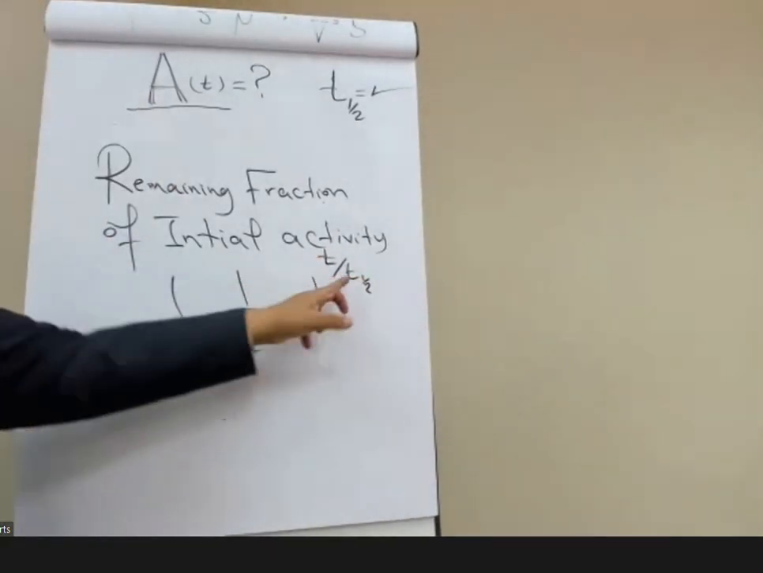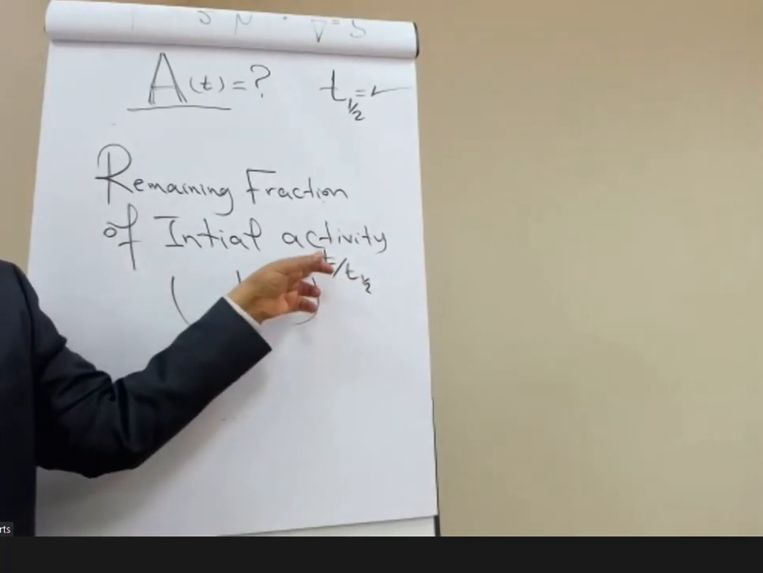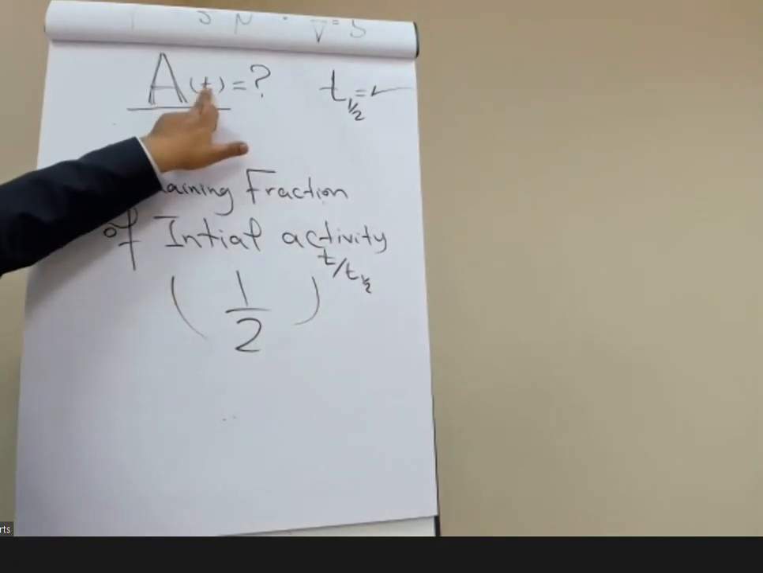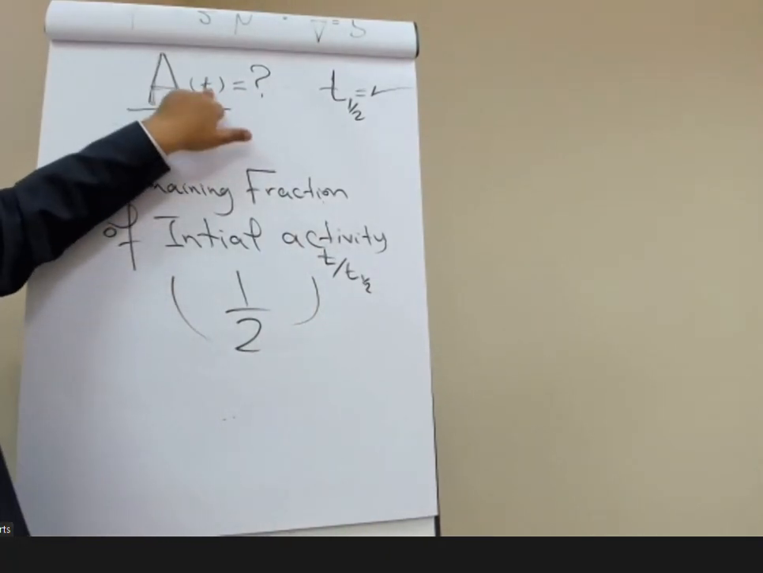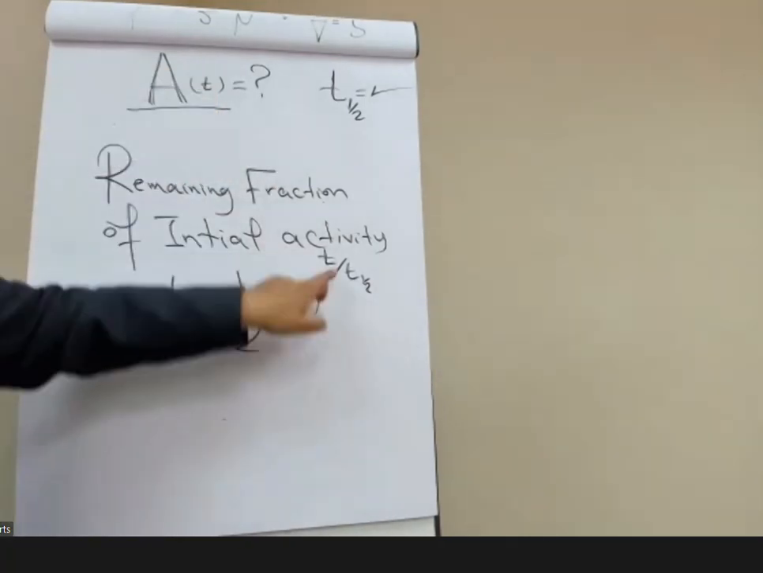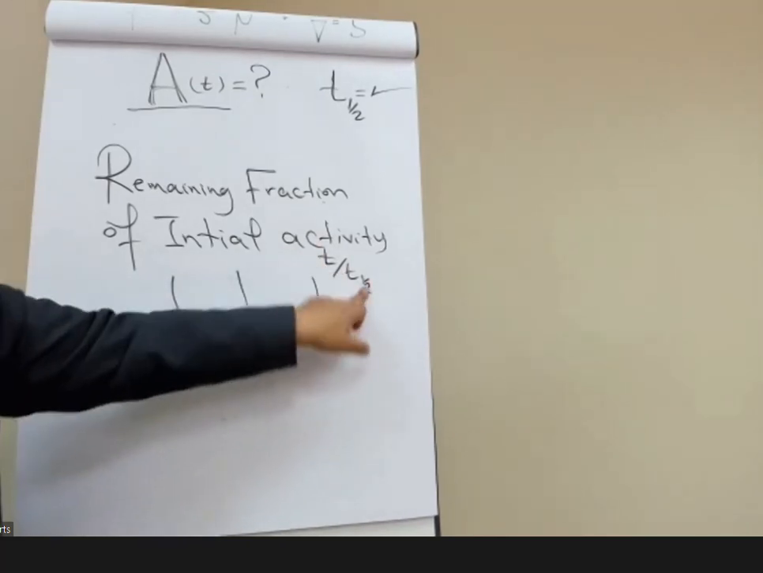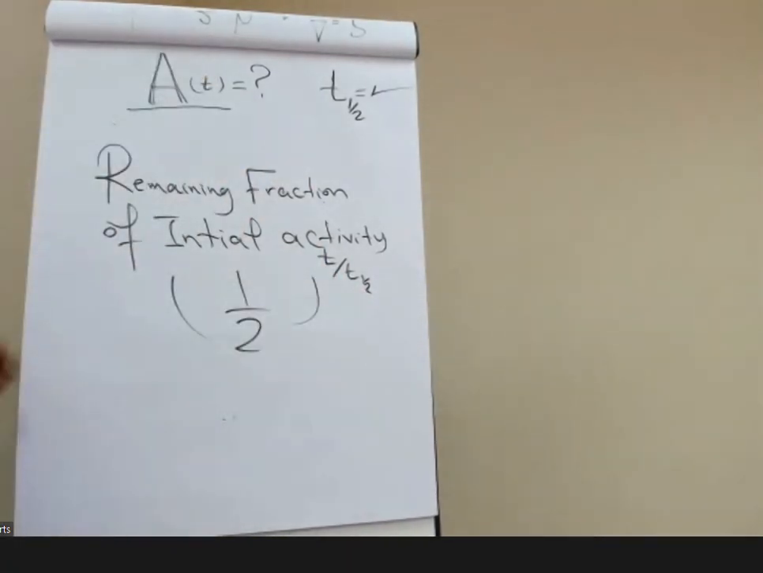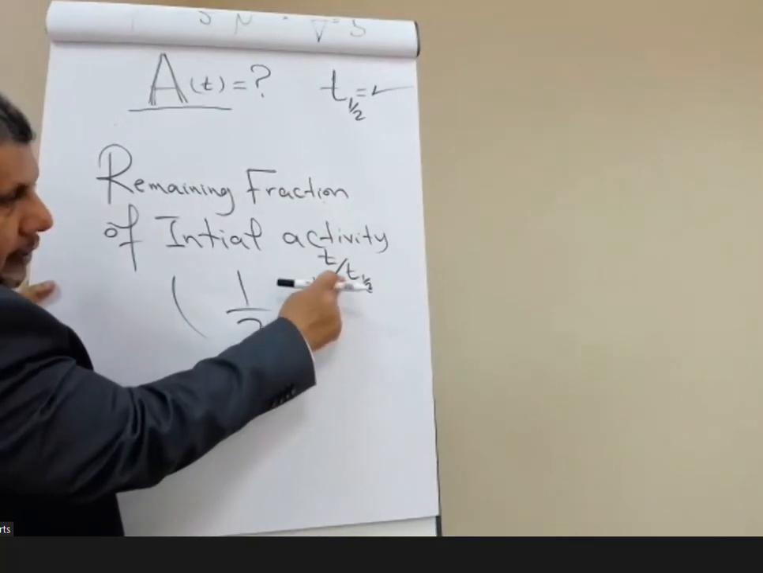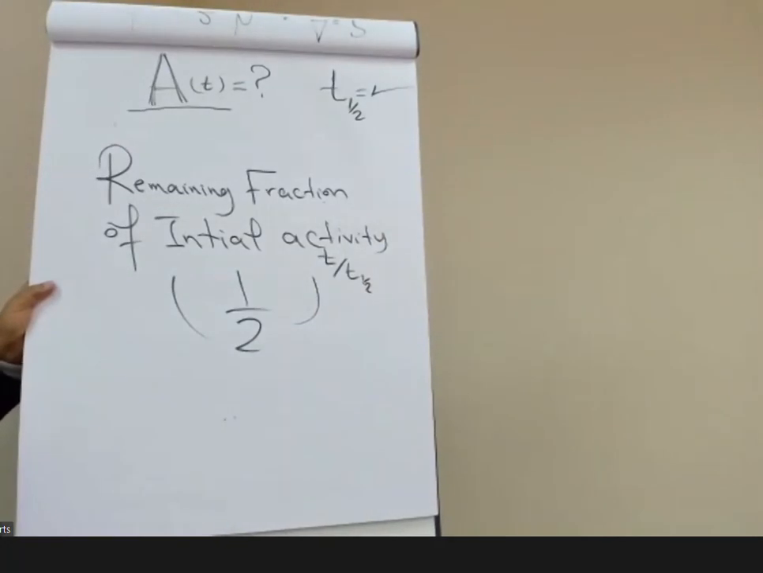What is T over T half? This is the number of half-lives in this period, T. I ask what is the activity after T? 1 year, 2 years, 5 years, 1 day, 100 days, 100 years, whatever. This is a time, divided by T half. This is the number of half-lives in this period. Half to the power T over T half is the remaining fraction of initial activity.